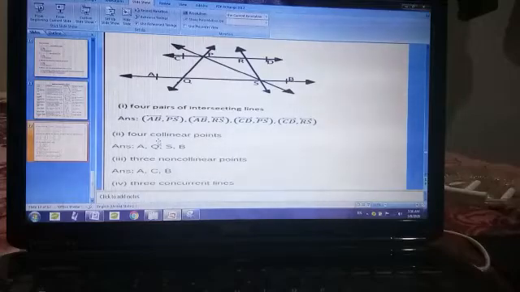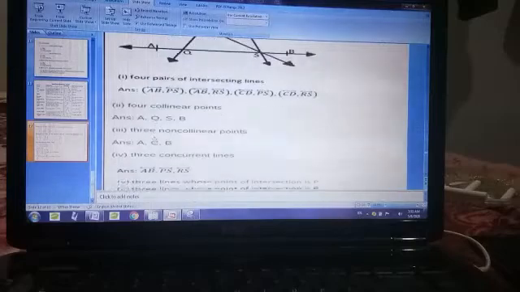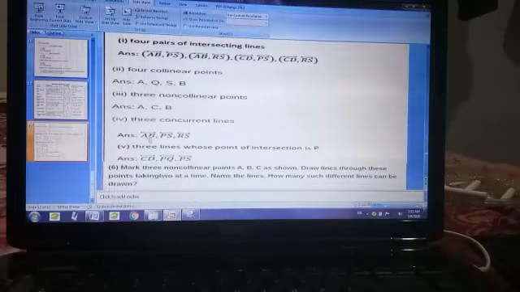Name 4 collinear points. A minimum of 3 points is necessary to be collinear. So here there are many collinear points, like C, P, R, D; A, Q, S, B; and so on. These are the collinear points. Three non-collinear points: A, C, B are non-collinear, meaning the points which are not on the same line are non-collinear points.